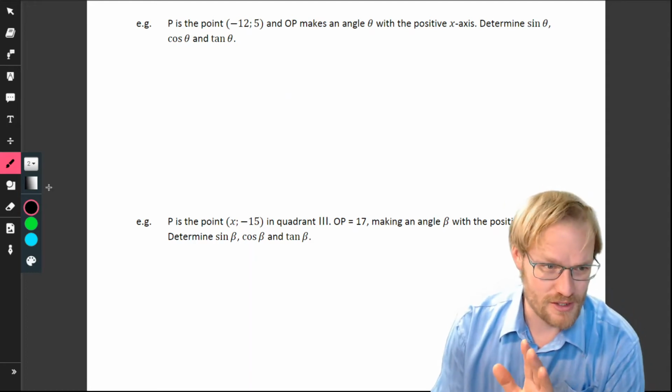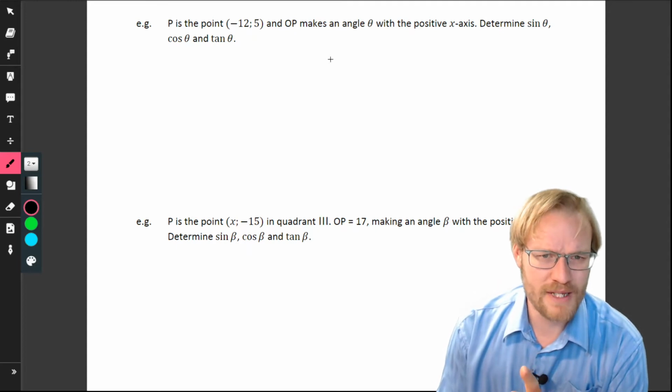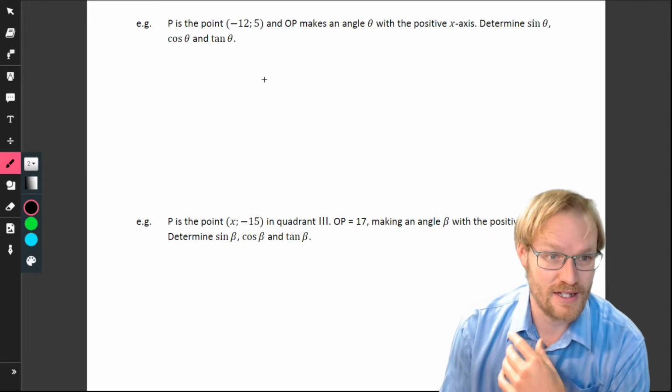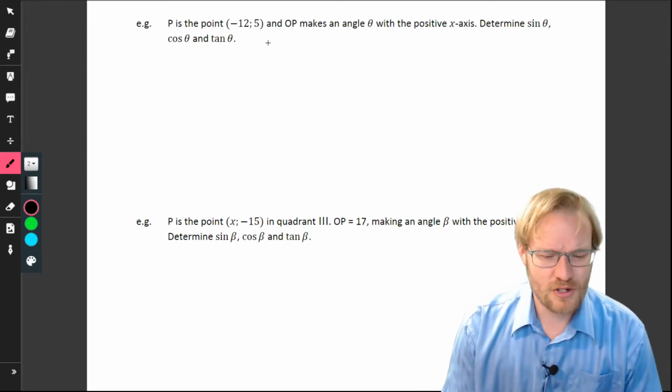So let's read through it. P is the point minus 12, 5. And OP makes an angle theta with a positive x-axis. Determine sine theta, cos theta, and tan theta. Okay, so what's going on here? We've got a point on the Cartesian plane.